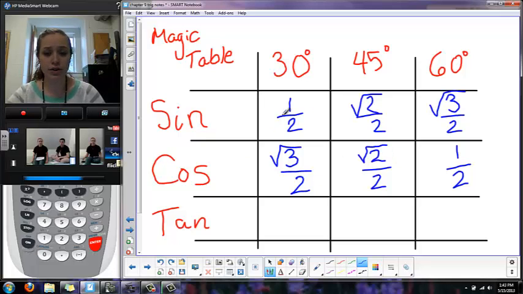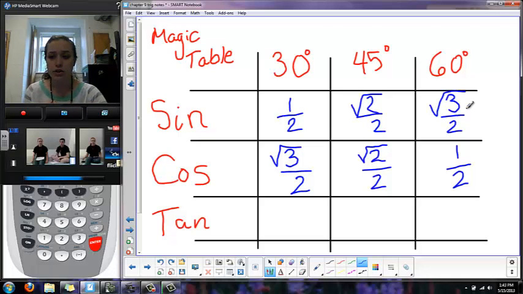So this is how you use it. The sine of 30 degrees is 1/2. The sine of 45 degrees is radical 2 over 2. The sine of 60 degrees is radical 3 over 2. This is exactly what you're going to do on your test to figure out what the exact value of 30, 45, and 60 degrees are. Cosine of 30 is radical 3 over 2, and so on.